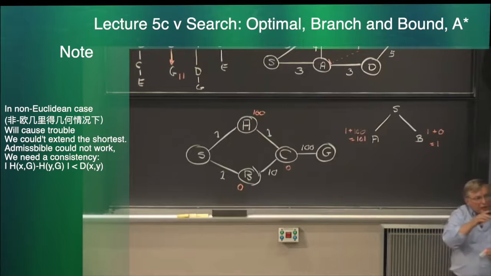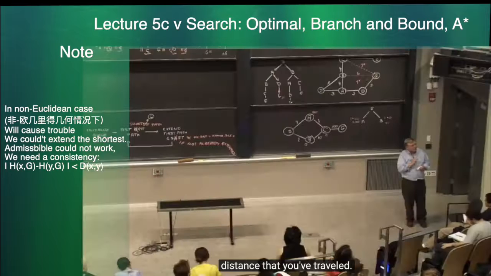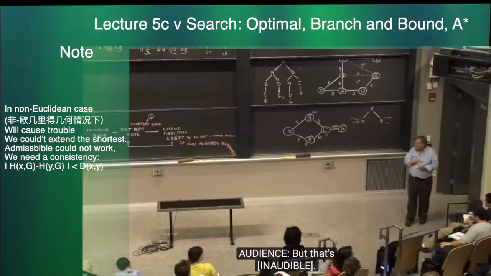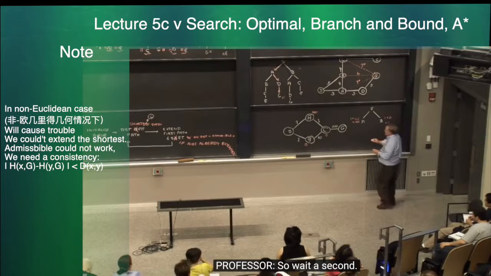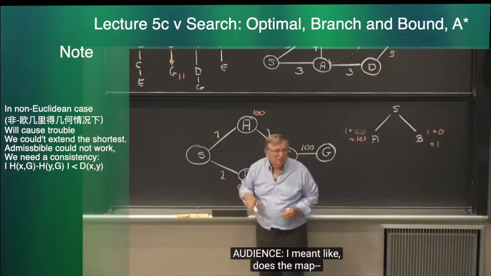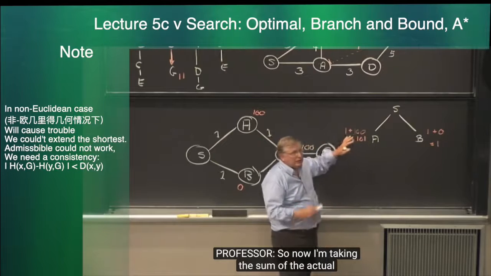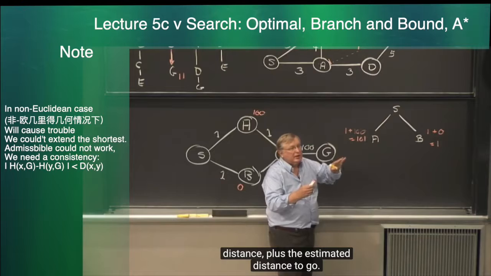Yeah, it's the actual. When I say actual, it's the actual distance that you've traveled. But SACB is not. So wait a second. If I go from S to A, the actual distance I've traveled is 1. Oh, I meant like, does the map? So now I'm taking the sum of the actual distance plus the estimated distance to go.